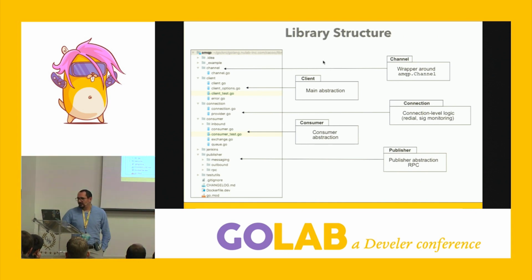So we have a few packages. The channel package is basically just a wrapper around the AMQP channel, as I said. So this provides just a means for testing the code. The client is the main abstraction. So this contains the big interface that we provided to the external world to use the library itself. The connection package provides some connection level logic.